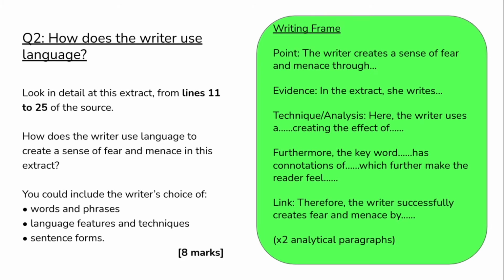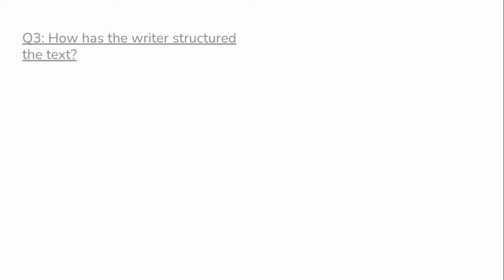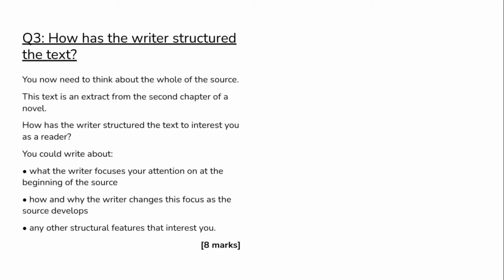Now, question 3 is the toughest one. How does the writer structure the text? It's the only question in the paper that will ask you to talk about the whole of the source. That means you are expected to talk about the entirety of the source, right from the beginning to the end. Now, as I've said, this text is an extract from the second chapter of a novel. How has the writer structured it to interest you?